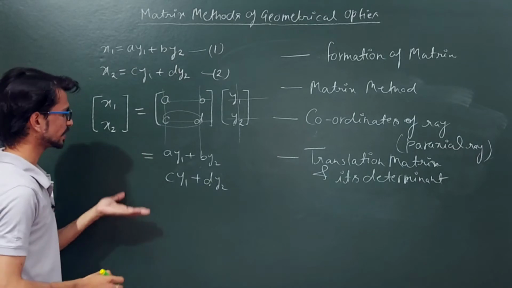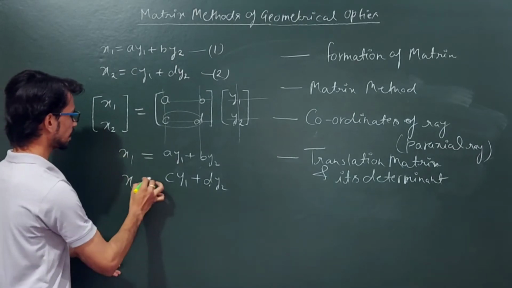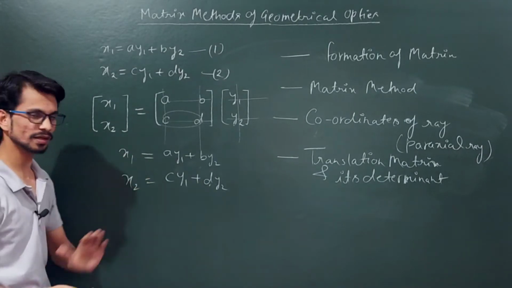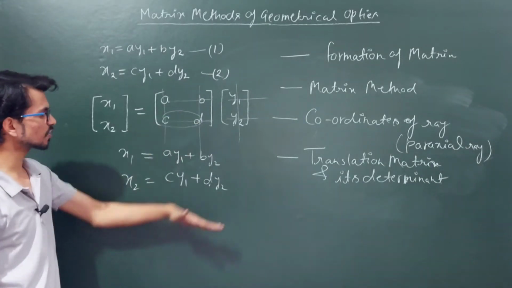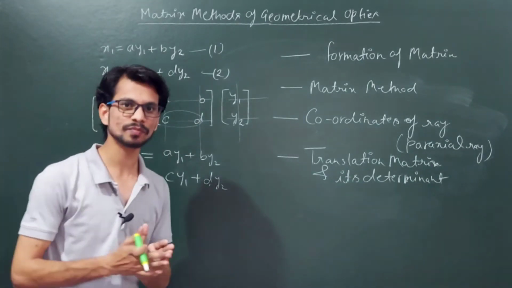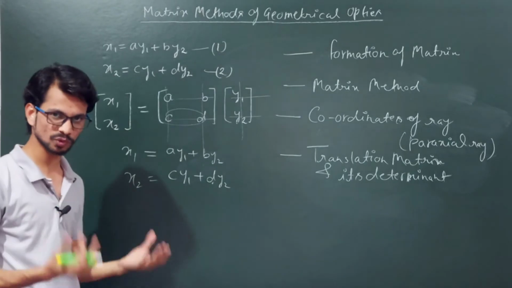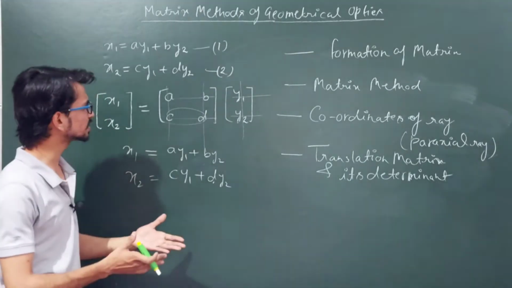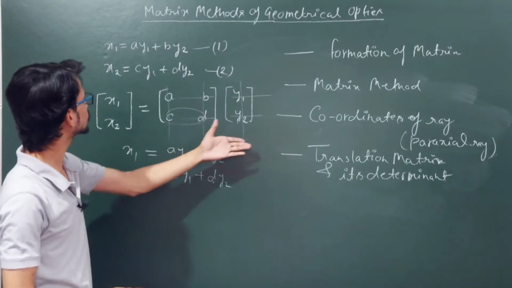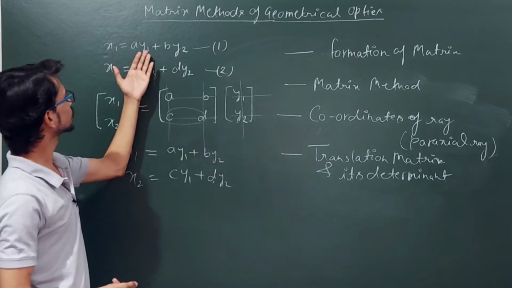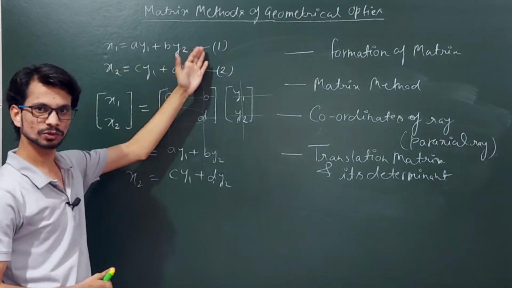So these are the equations I have, respectively, for x1 and x2. This is how we can form a matrix when we are given some linear equations in two variables or in more variables. This method can also be useful for more than 2, 3 or 4 variables.